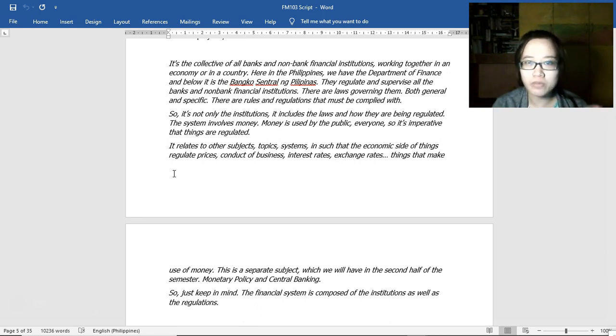So the system involves money, and money is used by the public, so everyone. And given that, it's imperative that things are regulated. So it relates to other subjects, topics, and systems, in that the economic side of things regulates prices, conduct of business, interest rates, exchange rates, so things that make use of money. That's a separate subject which we will have in the second half of the semester, monetary policy and central banking. But for now, we will be focusing on the financial system, the banks and non-bank financial institutions. So just keep in mind, the financial system is composed of the institutions as well as the regulations.